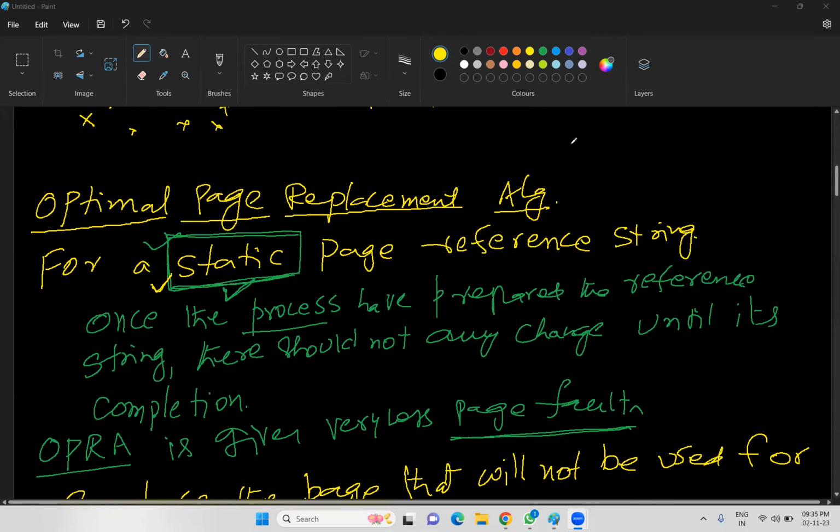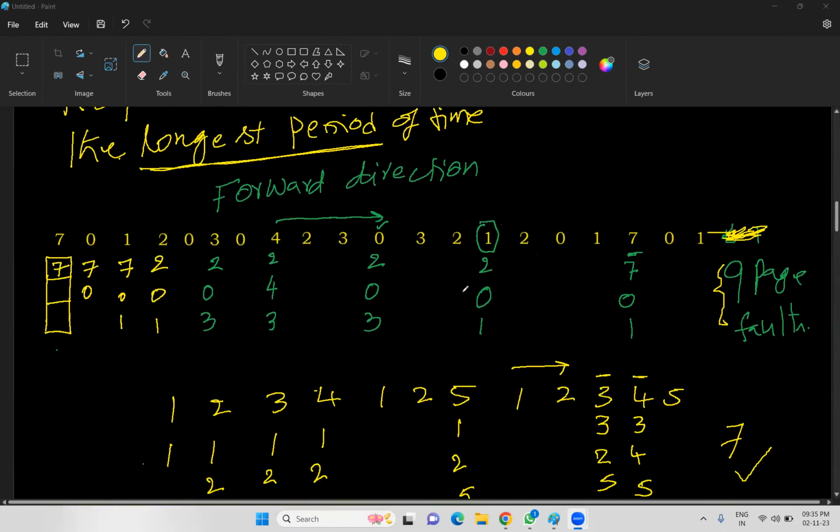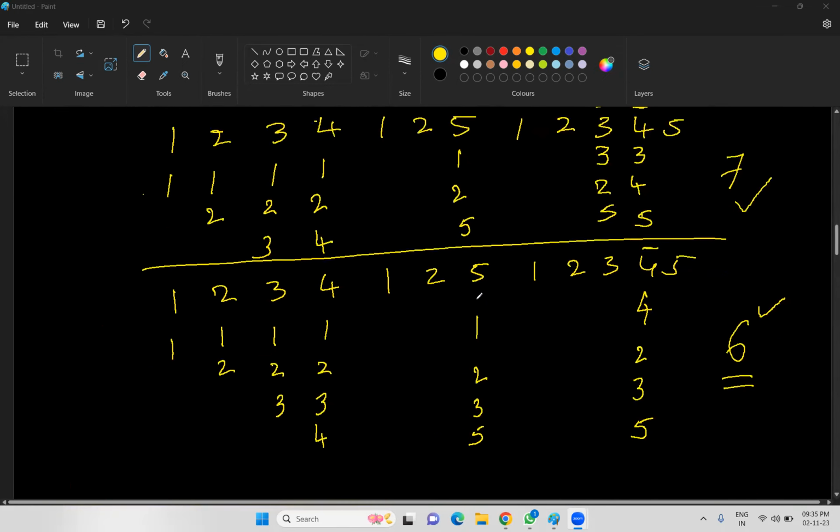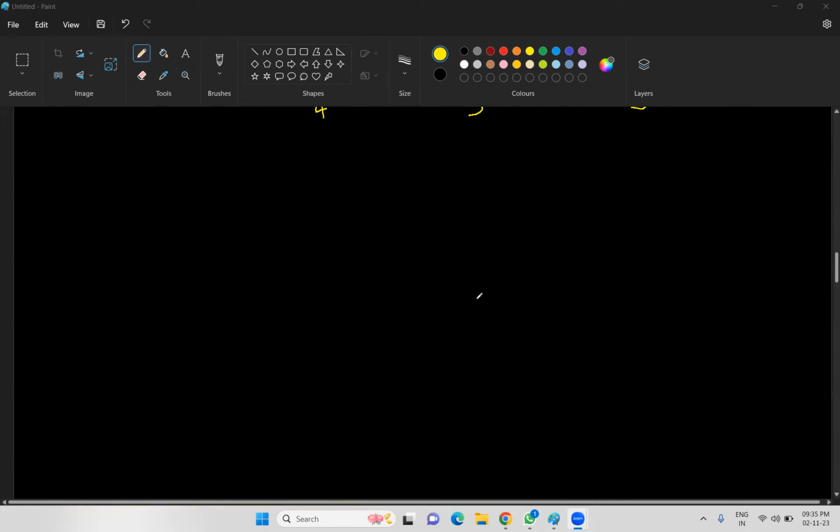So as far as optimal page replacement algorithm, you can see we have seen this kind of thing here. Now, in continuation with this one, I'd like to go for the last and final page replacement algorithm. That algorithm is least recently used.